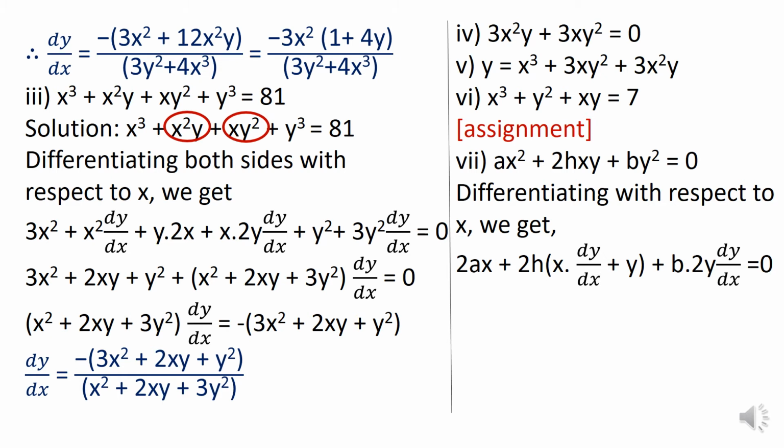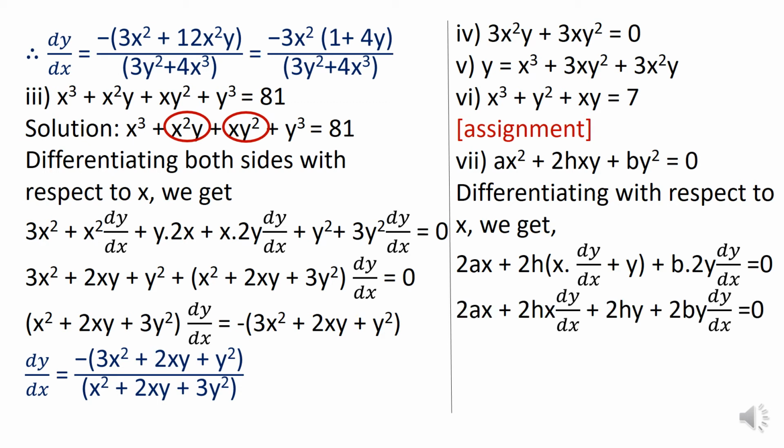ax square becomes 2ax plus 2hxy. So 2h we take common. The remaining xy, we use a product rule for finding the answer. That is x dy by dx plus y plus b is a constant. It is written as it is. y square becomes 2y dy by dx.